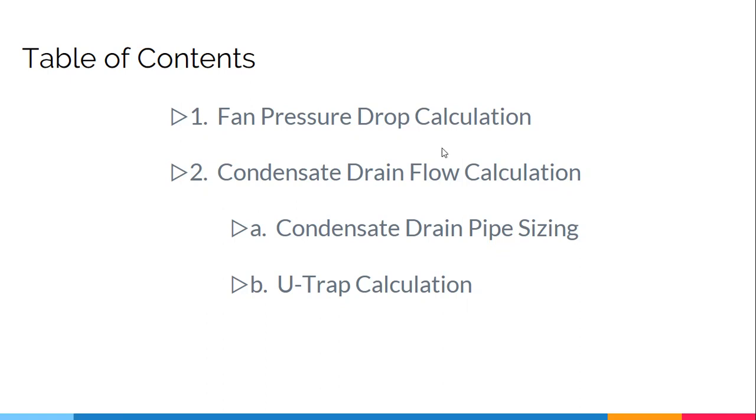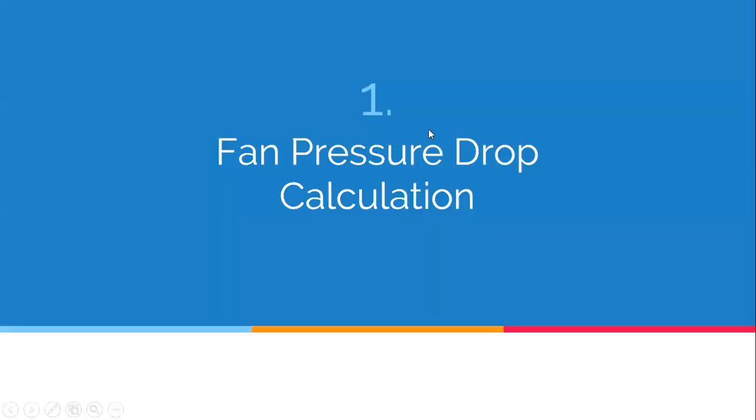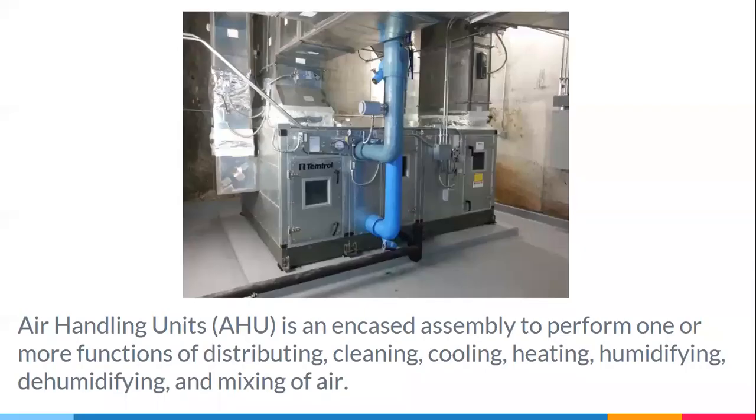Okay. So first, pressure drop calculation. Air handling unit. What is an air handling unit? An air handling unit is an equipment encased in an assembly to perform one or more functions of distributing, cleaning, cooling, heating, humidifying, dehumidifying, and mixing of air. So at the heart of this AHU is your fan.